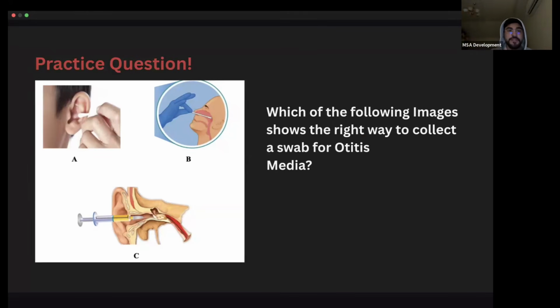But this was an OSPE question that bothered me, honestly. It says, which of the following images shows the right way to collect a swab for otitis media? What do you think? That's going to be C. We call it tympanocentesis.